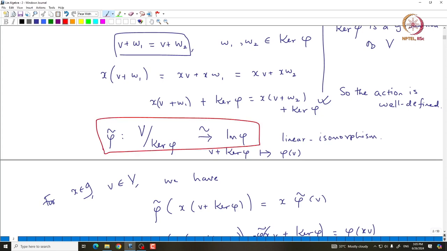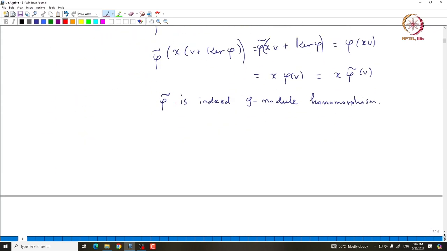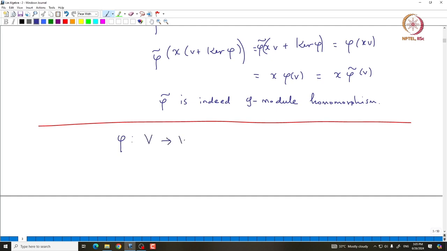Again, one can actually write down all the other isomorphism theorems, like the second and third isomorphism theorems and so on. So, I will leave it to you to check what they are. The most important thing that I am going to state now is the submodule correspondence, that is what is important. Suppose you have this map phi which is defined from V to W, which is a G module homomorphism.